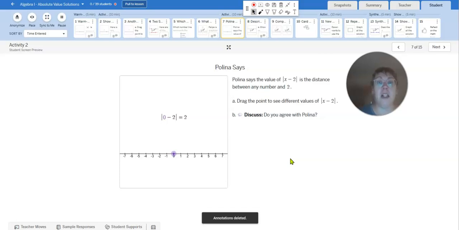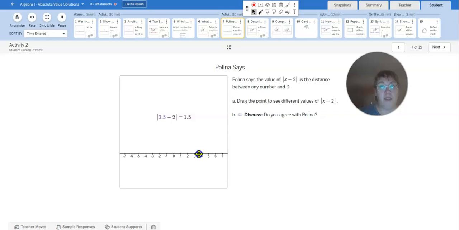Slide 7. It says Paulina says that the absolute value of x minus 2 is the distance between any number and 2. Drag the points to see different values of the absolute value of x minus 2. It takes the number that we're putting the point on and subtracts 2, like so. Do you agree with Paulina? When you subtract the 2, you are finding the difference between the x value, wherever we are in the number line, and 2. So yes, that is the same as the distance between x and 2.